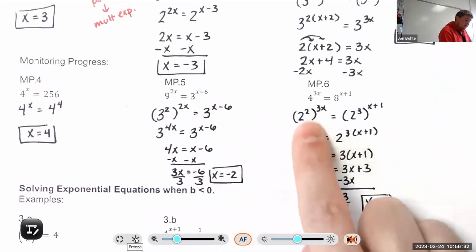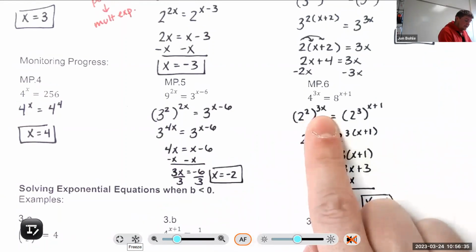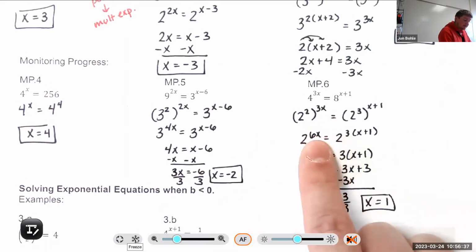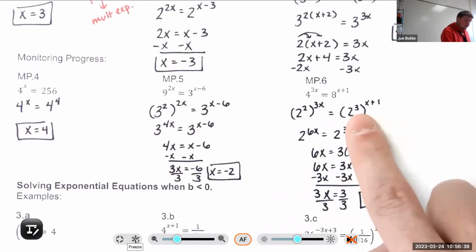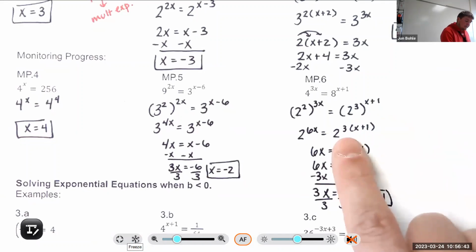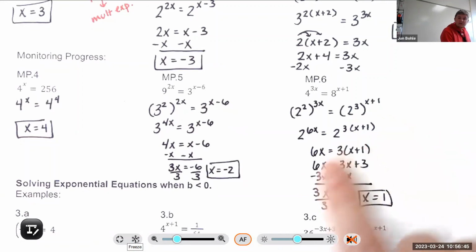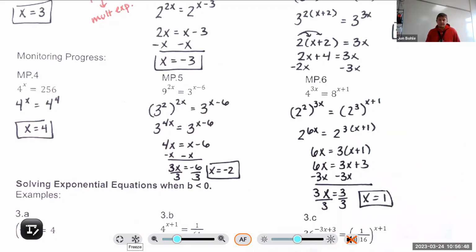2 to the second to the 3x power: power to power, I multiply, 6x. 2 to the third to the x plus 1 power: power to power, I multiply. At this point, you set them equal to each other and solve. Questions?